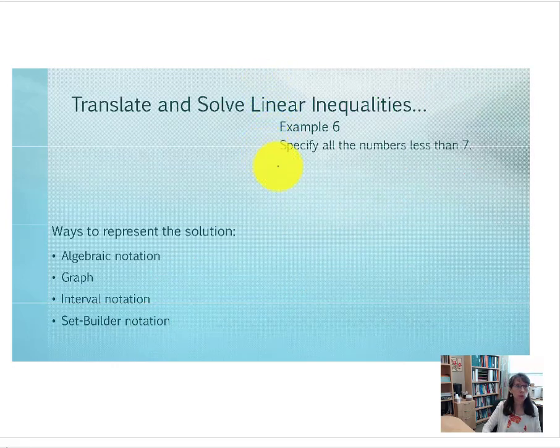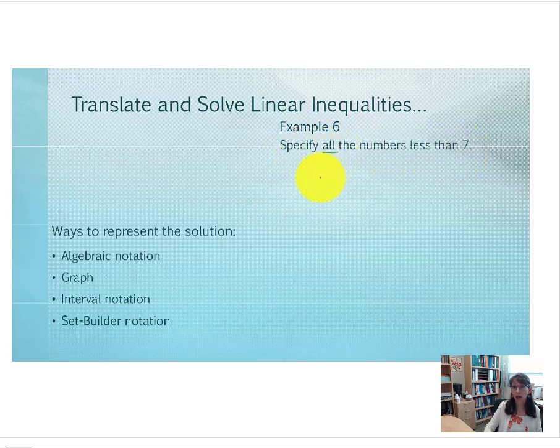In the next few examples, we're going to translate and solve linear inequalities. So we're taking the written words and trying to use an algebraic expression to rewrite the words, or translate. Specify all the numbers less than 7.